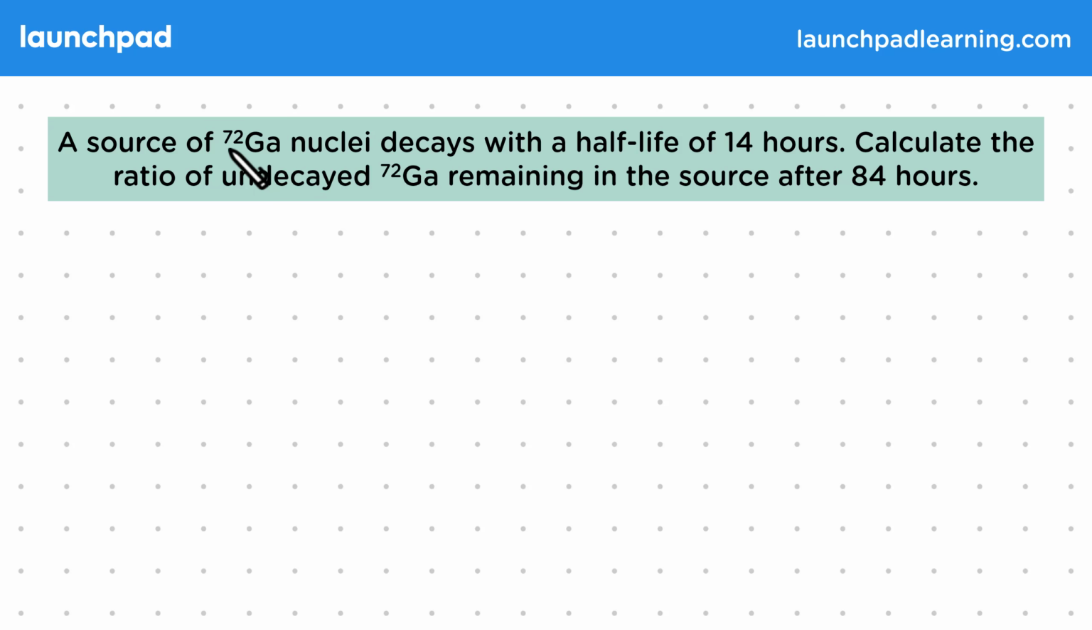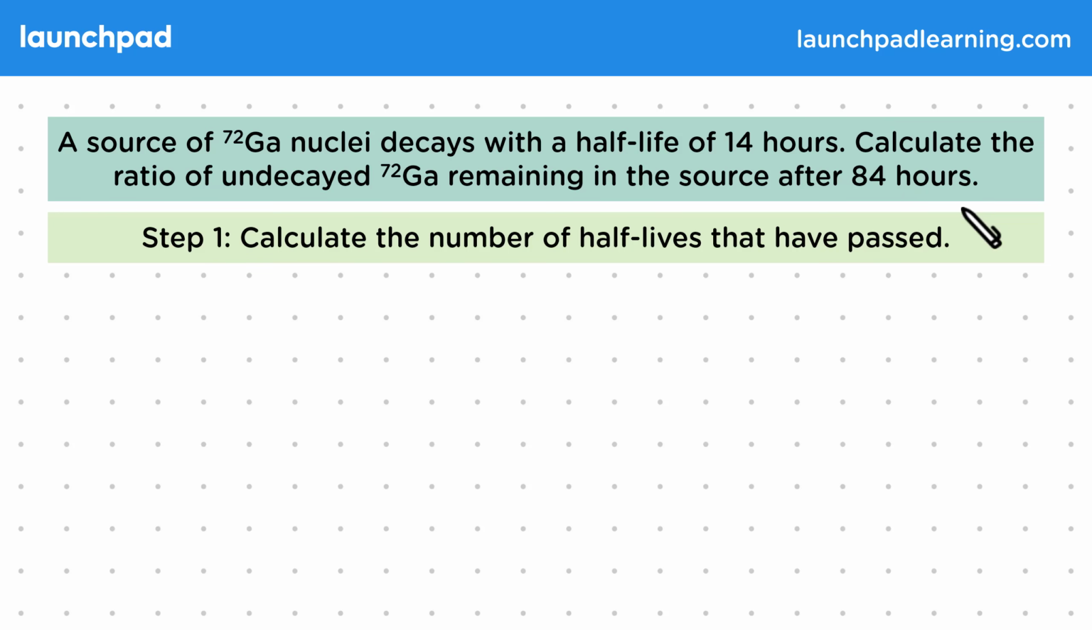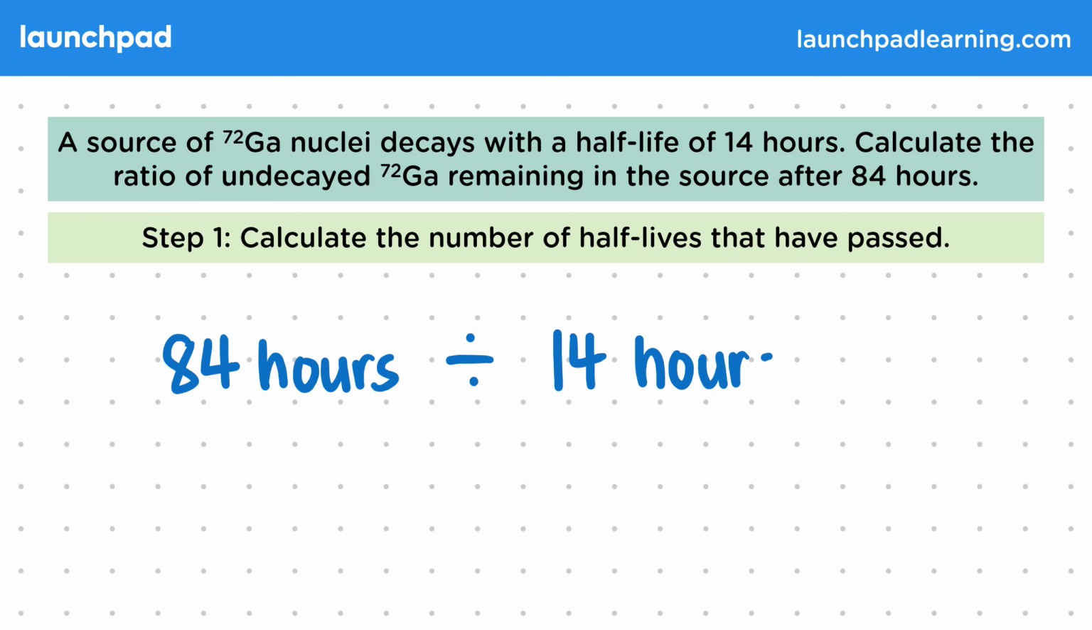A source of 72 gallium nuclei decays with a half-life of 14 hours. Calculate the ratio of undecayed 72 gallium remaining in the source after 84 hours. So for step 1, we want to calculate the number of half-lives that have passed. So that's 84 hours divided by 14 hours, and that gives us 6 half-lives. In your exams, you'll never have to deal with a calculation that doesn't involve a whole number of half-lives.